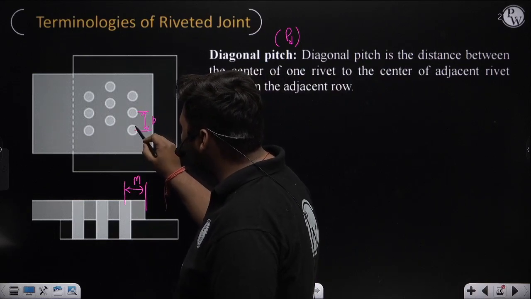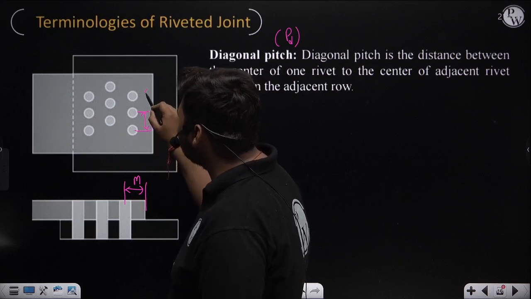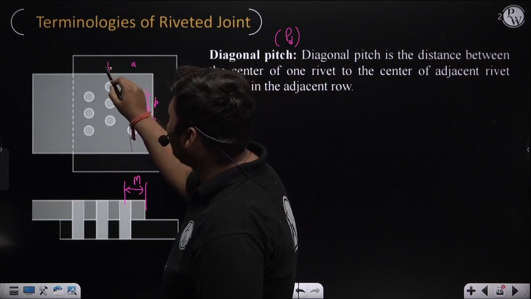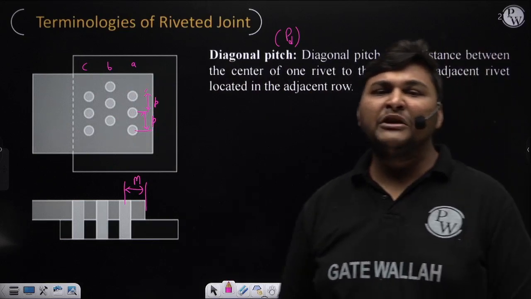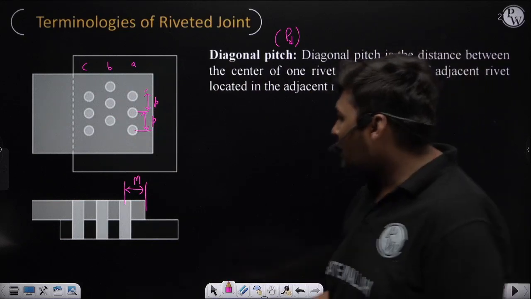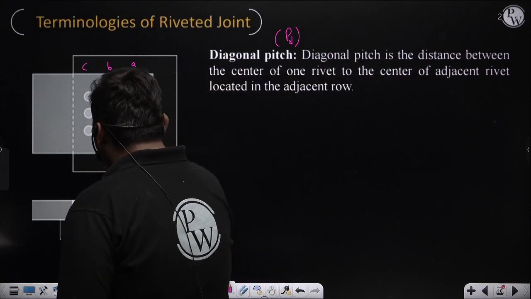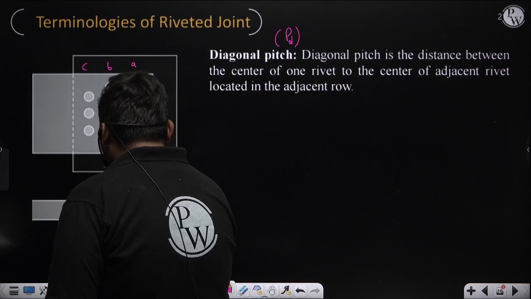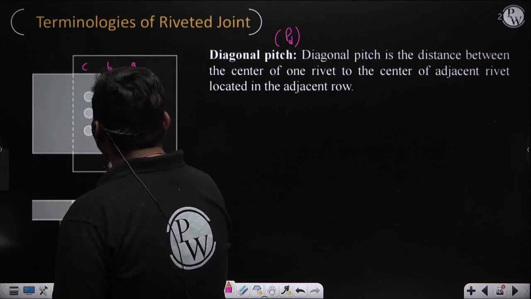So if this is the first rivet, after P distance we will place another rivet, after P distance we will place another rivet. Suppose this is row A, this is row B and this is row C. Now, PT is the distance between two consecutive rows. So suppose this is row A, after PT distance we will place row B.